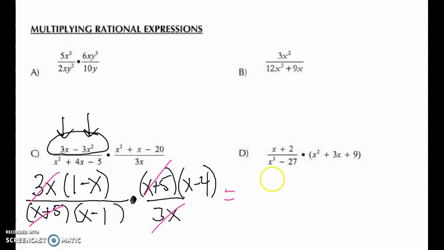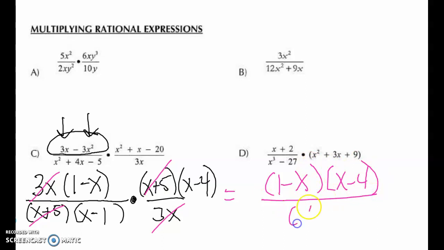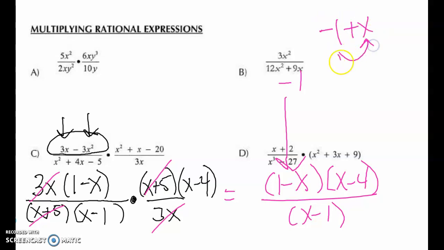But let's rewrite and just sort of regroup over here. Okay, so I'm just carrying the problem over here. So here's the deal. What would happen if we divided both of these terms by negative 1? Like if we factored out a negative 1. Well, here's what would happen. That would become negative 1 plus x, which can be rewritten to be x minus 1.